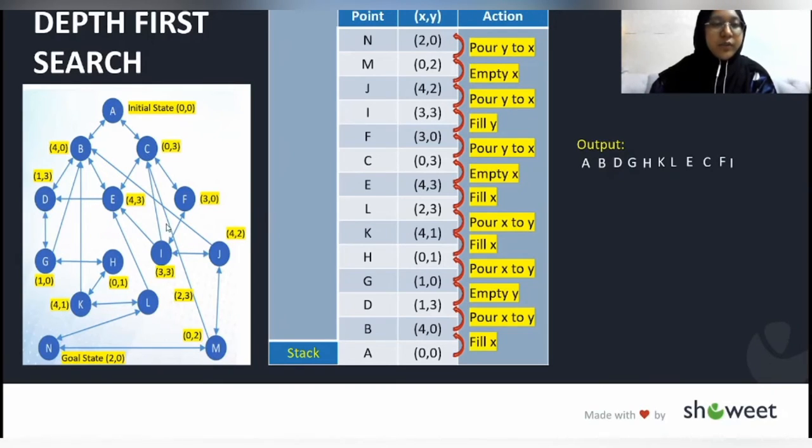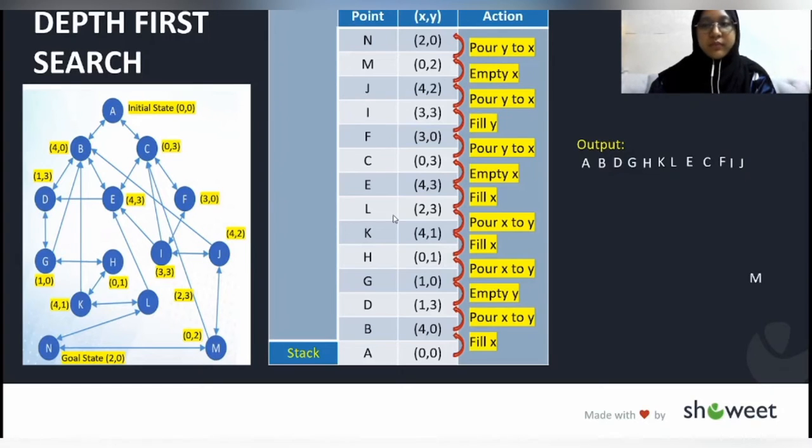From I, we can go to C, E, F, or J. C we reuse, F we reuse, and E we reuse, so we can go to J. So J, put output here, and the action is pour 1 to X from Y, so we get 4 in X and 2 in Y.